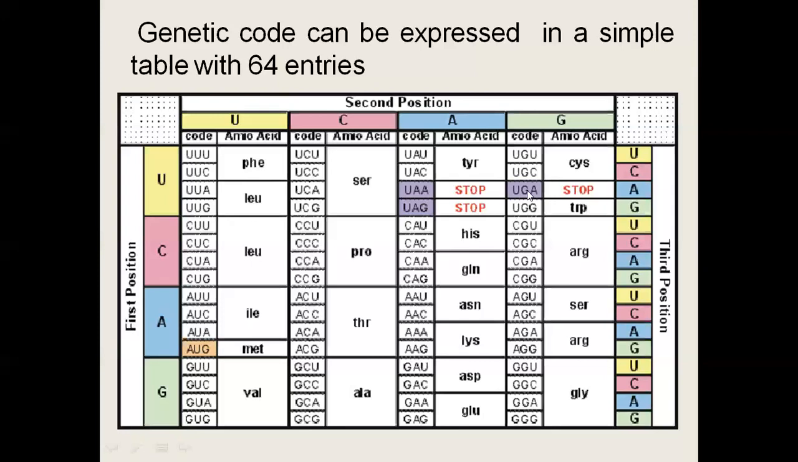This stop codon. You can remember the central dogma of molecular biology: from DNA to DNA is replication, DNA to RNA is transcription, and RNA to protein is translation. So protein is synthesized based on the triplet codon. Suppose UAA is found in the sequence, then it is a stop. No amino acid will be synthesized, same for UAG or UGA. These are the stop codons or termination codons. I will discuss it later on.